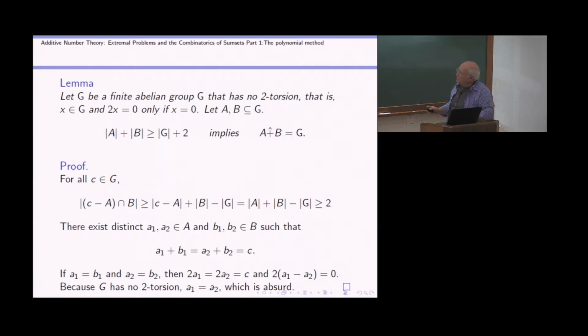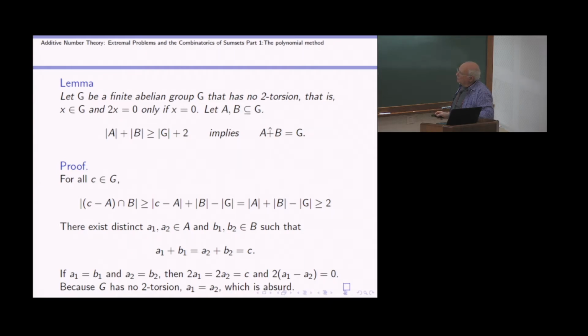But the proof is essentially the same. Take any C in the group, and this intersection is at least the size of this plus the size of this minus the size of the group. This is a translate, so the cardinality of C minus A is the cardinality of A. And this difference, by the inequality, is at least 2, which means you can find two elements, A1 and A2 in A, and B1 and B2 in B, such that A1 plus B1 and A2 plus B2 equals C.